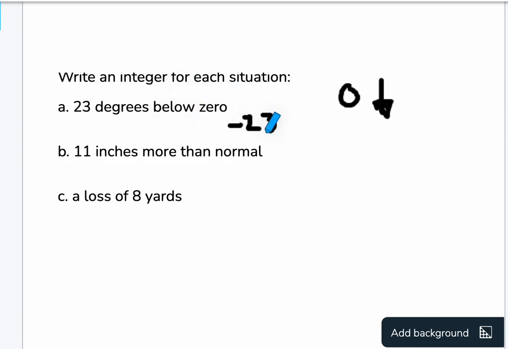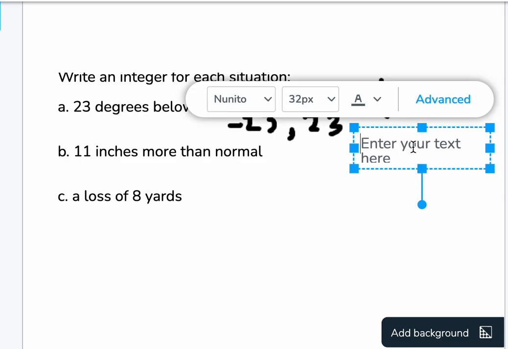Okay, so I'm going to identify the opposite of negative 23, not a tree, but negative 23. The opposite would be a positive 23. And then I want to describe what it means. So this means 23 degrees above 0. So if I were to write that down, in my text I would put 23 degrees above 0.